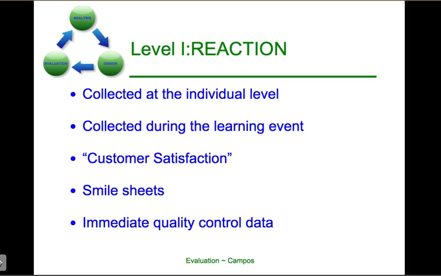And what it does do is provide immediate quality control data. So you can go back and fix things or respond to the information you collect. Most organizations begin and end with level 1 evaluation surveys. We've all taken one, we've probably all given them, and we're very familiar with this level of evaluation.